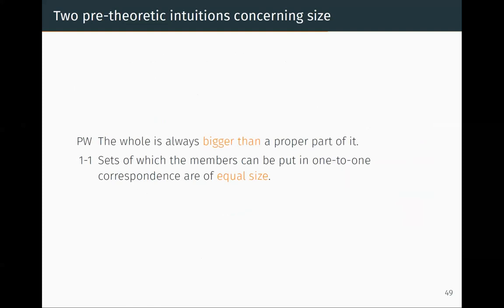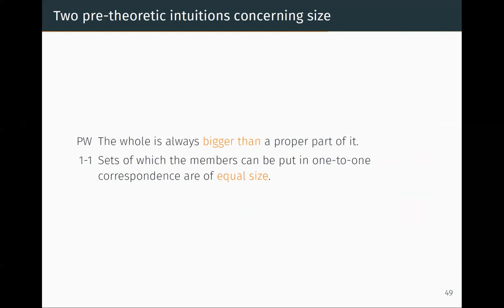And actually, human beings in general have two intuitions about the concept of number. The one is the part-whole principle, which says that the whole is always bigger than a proper part of it. And the other is the principle of one-to-one correspondence, which says that sets of which the members can be put in one-to-one correspondence are of equal size. So according to the first principle, if you take, for example, the concept of all natural numbers and the concept of squares, then the collection of natural numbers is bigger because there are more natural numbers than squares. Not every natural number is a square.